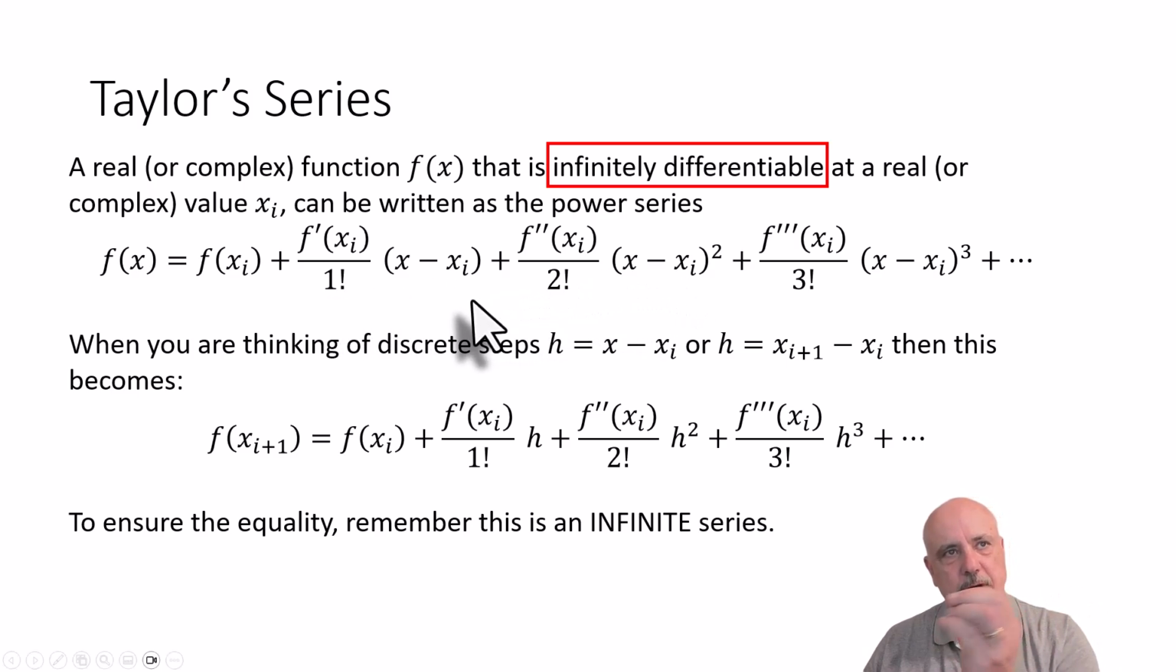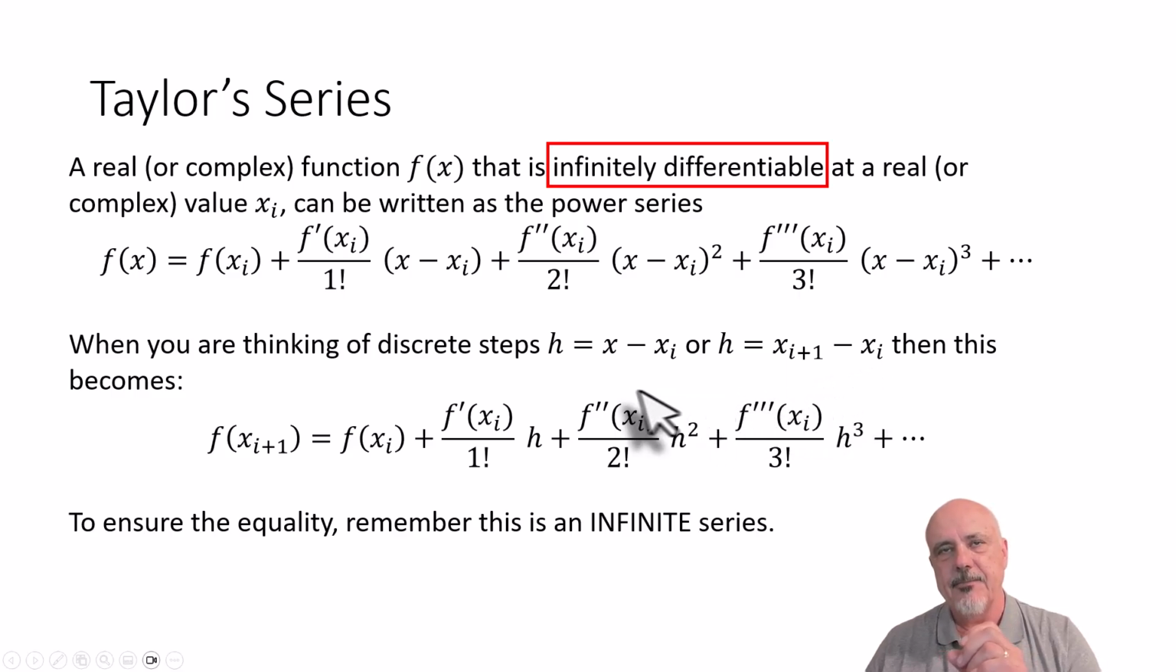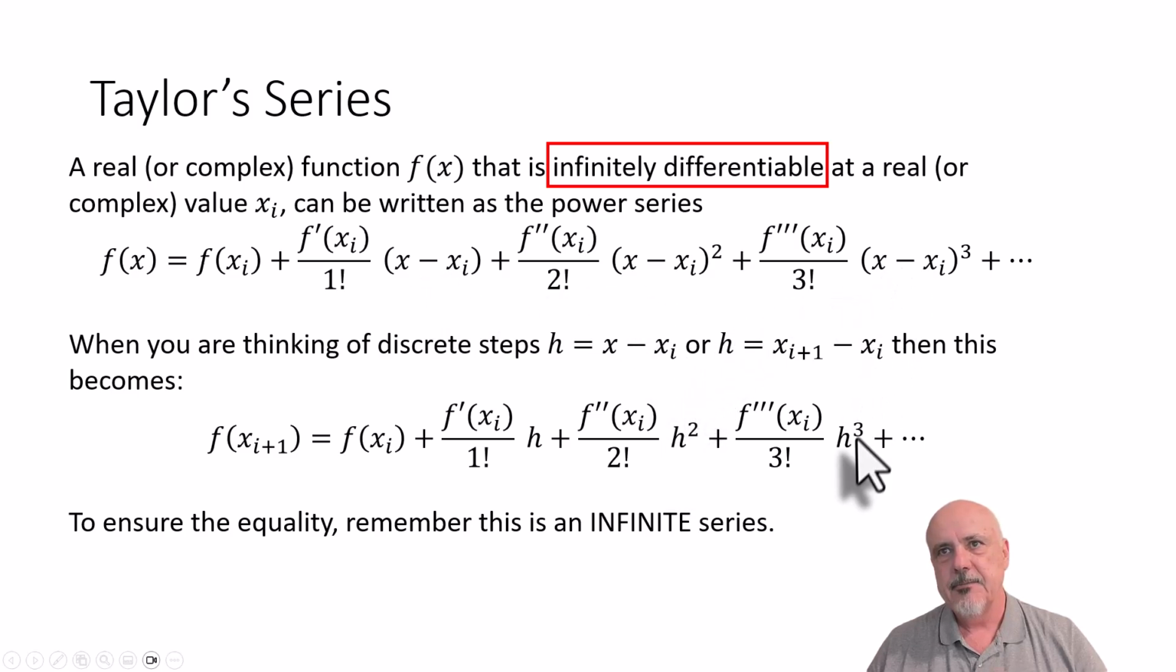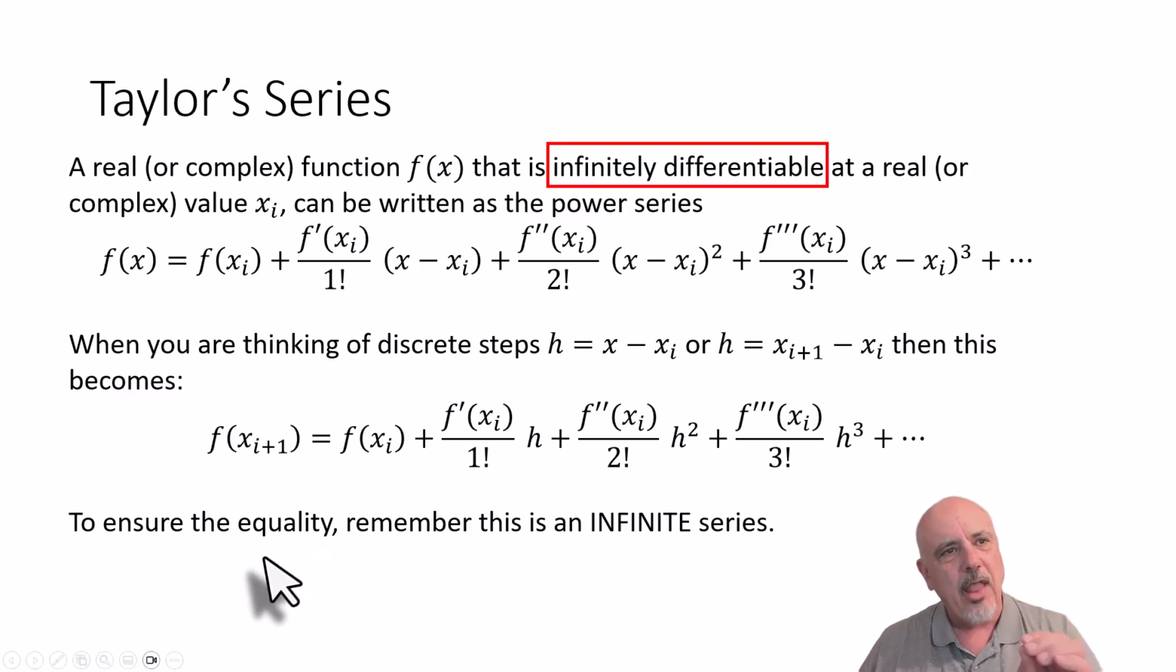It is a power series that's referenced to some x sub I, if you will. A lot of times we'll see discrete steps shown as x minus x sub I, or x sub I plus 1 minus x sub I. So when we do this, we have this h that's going forward. It's like a forward-looking h, and we'll show that h replacing the x minus x sub I. So sometimes we'll show that. So to get that actual equality, this is an infinite series.